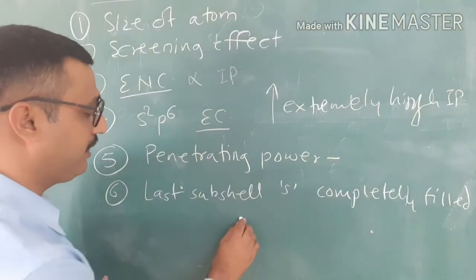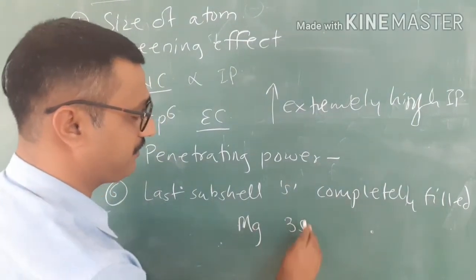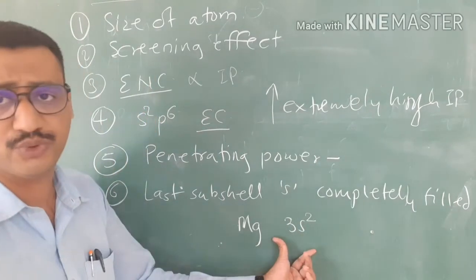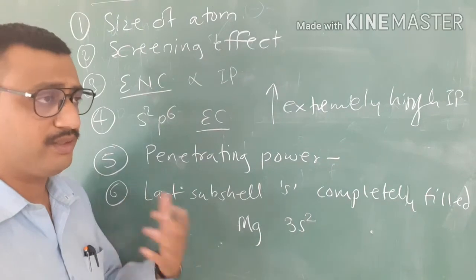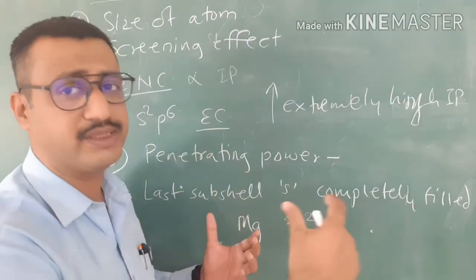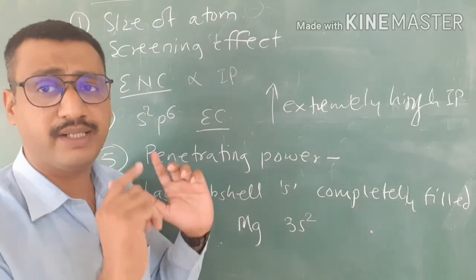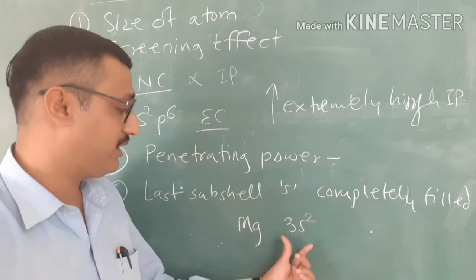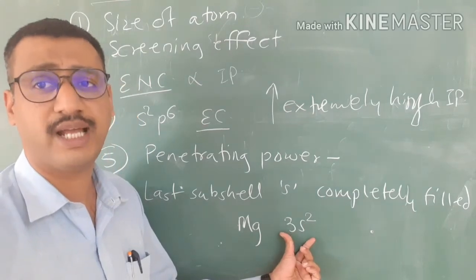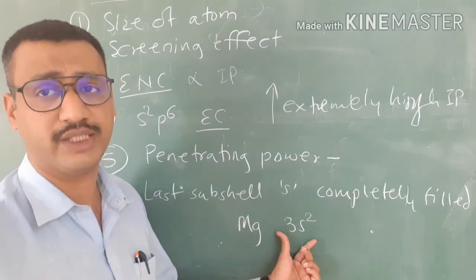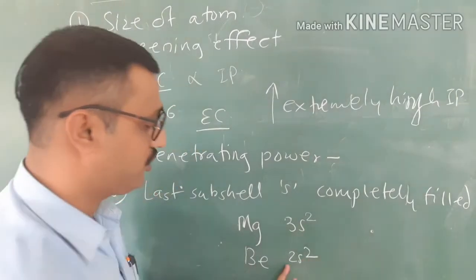For example, in case of magnesium, the last subshell is the 3s subshell and it is completely filled, 3s2. So as per our expectation, if we consider atomic size, it should show a lower value, but it shows a higher ionization potential value, because in case of magnesium the 3s2 is the last subshell electronic configuration. Same is for beryllium, the outer shell electronic configuration is 2s2.